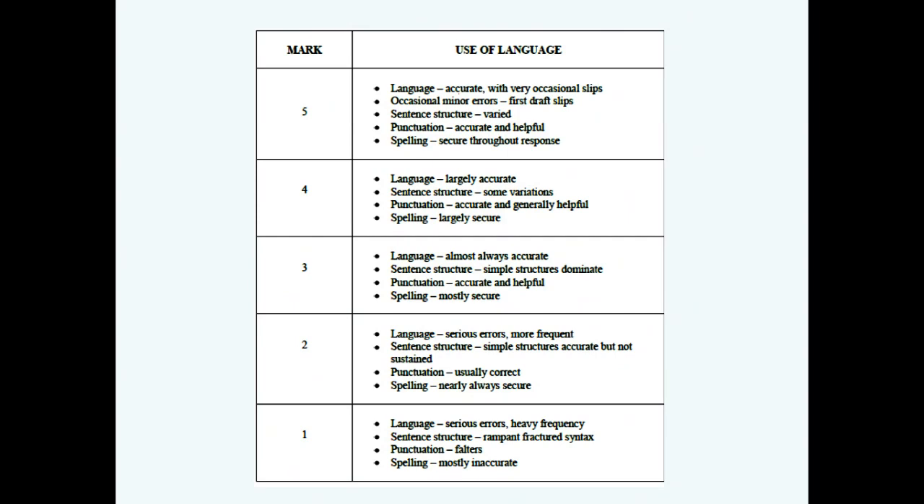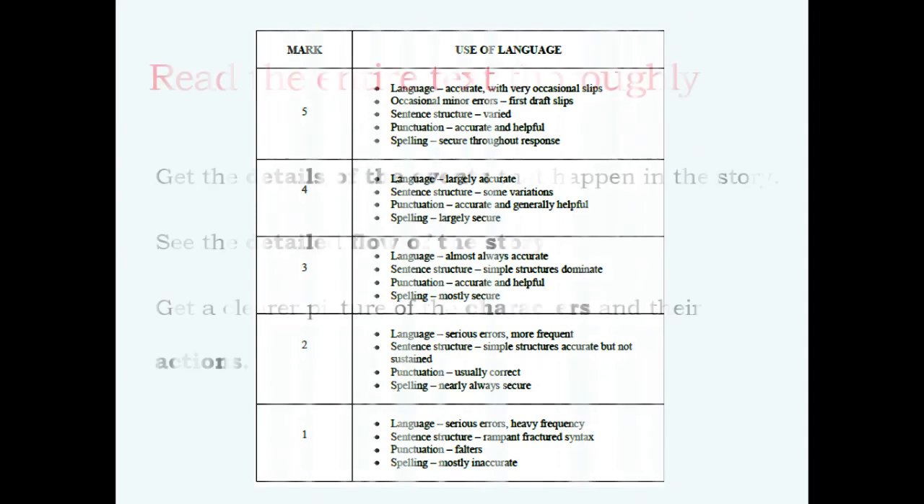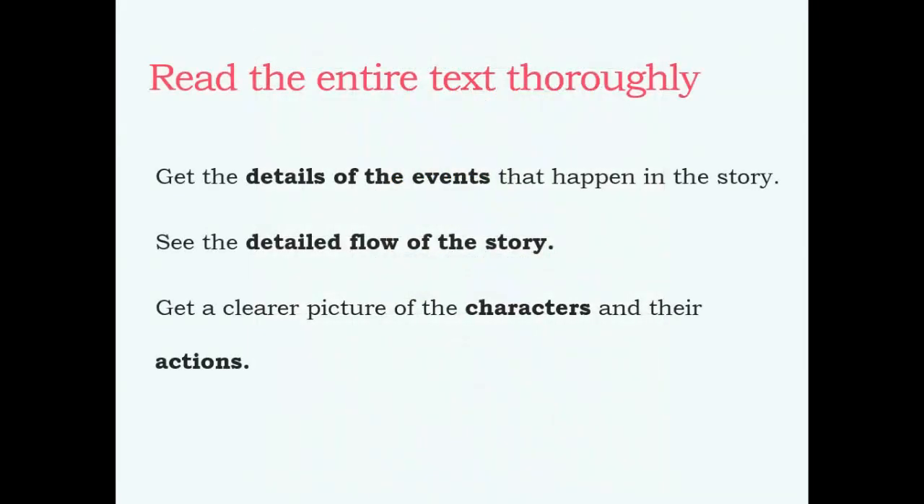When you do a novel, what you should do first is, of course, read the text thoroughly. You need to know the events, the details of the events that happened, and see the detailed flow of the story. Don't just look at notes where it says plot or synopsis. You have to read, to get a clearer picture of the characters and their actions.